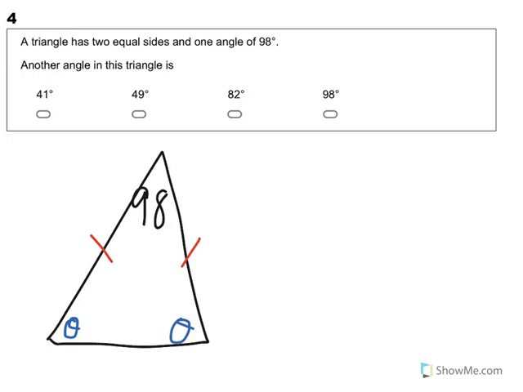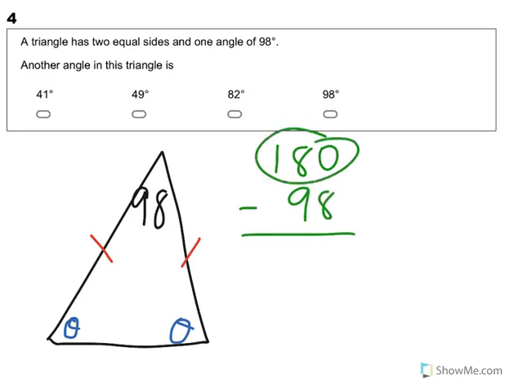So firstly, we need to do 180 minus 98 to figure out how many degrees are left. Hopefully we all know why we start at 180, because that's how many degrees there are in a triangle. So 0 minus 8, we need to borrow. 10 minus 8 is 2. 17 minus 9 is 8.